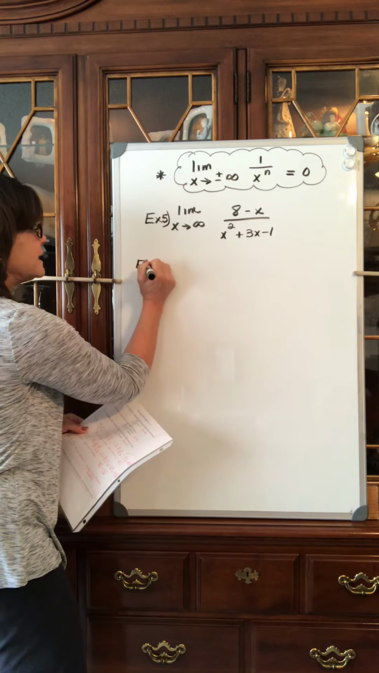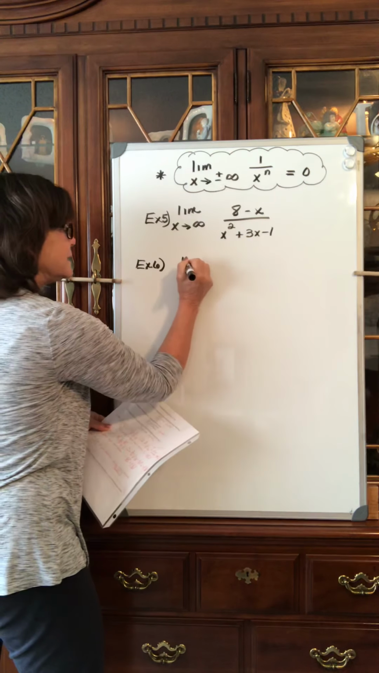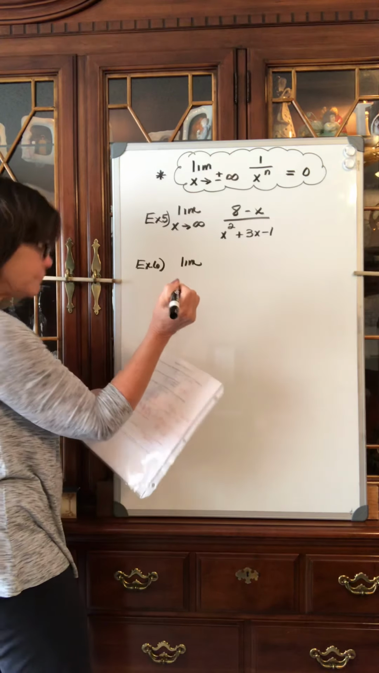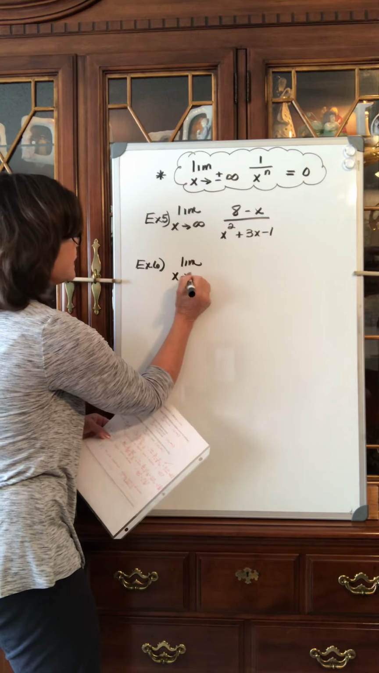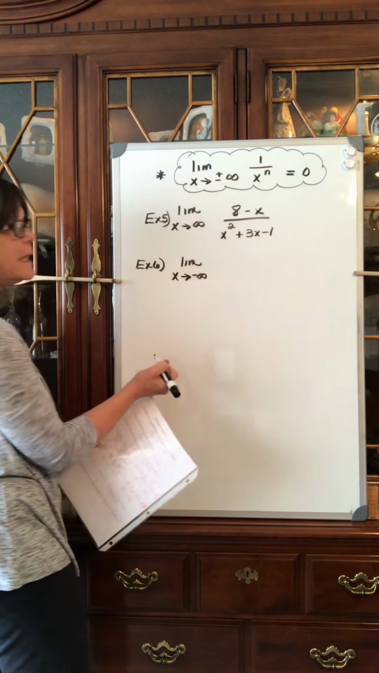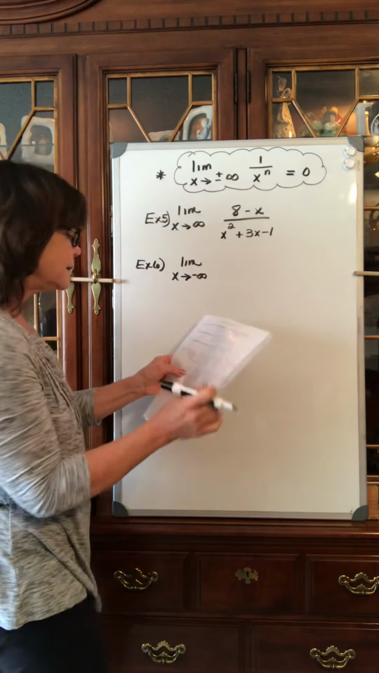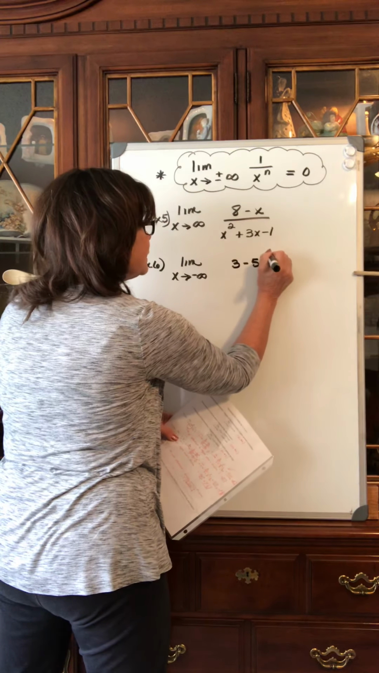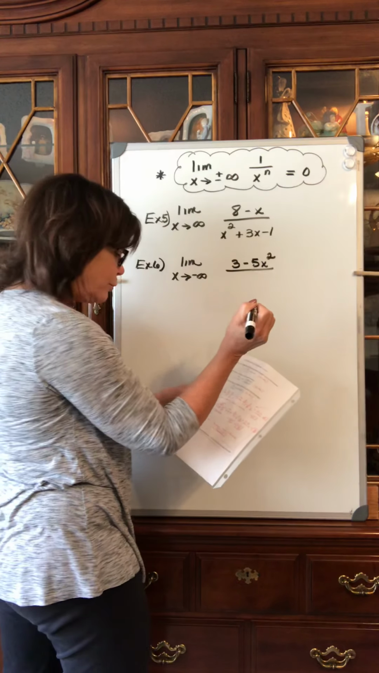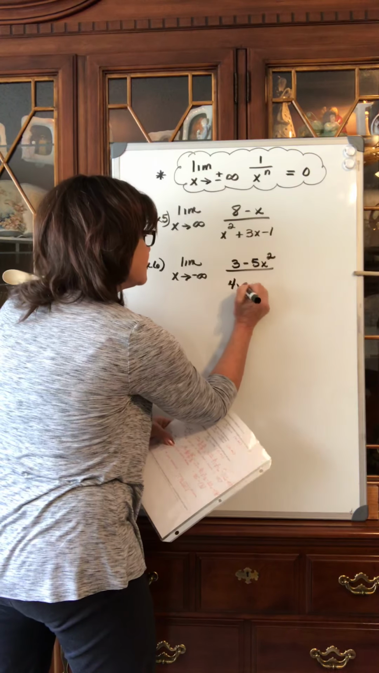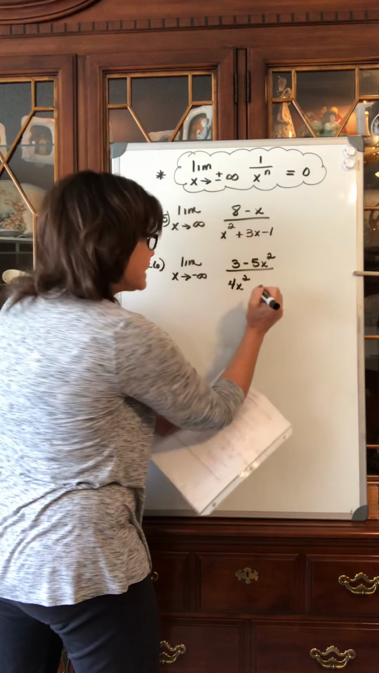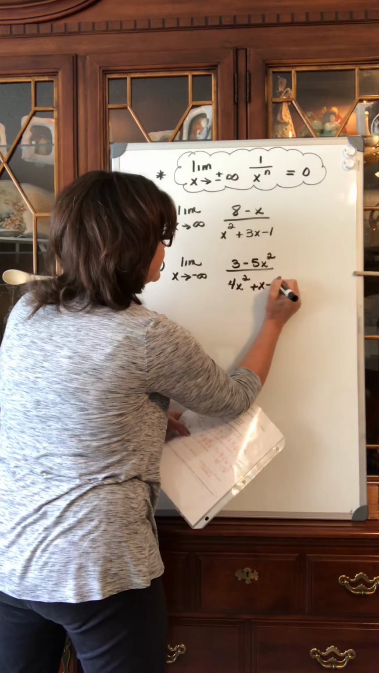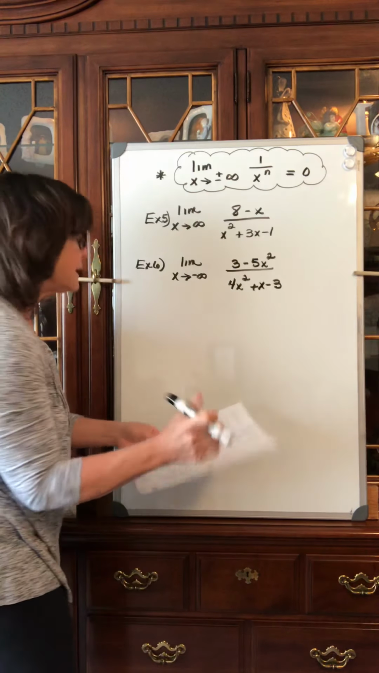Example number 6 on the back is the limit as x is approaching negative infinity. It doesn't matter if it's positive infinity or negative infinity, makes no difference at all, of 3 minus 5x squared divided by 4x squared plus x minus 3.